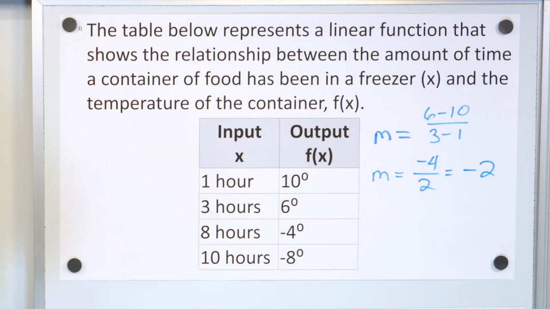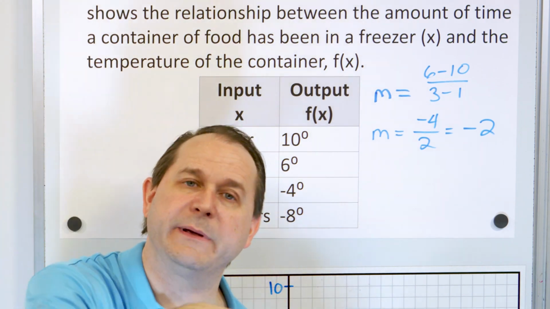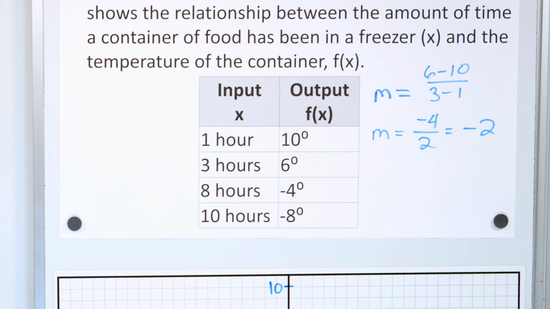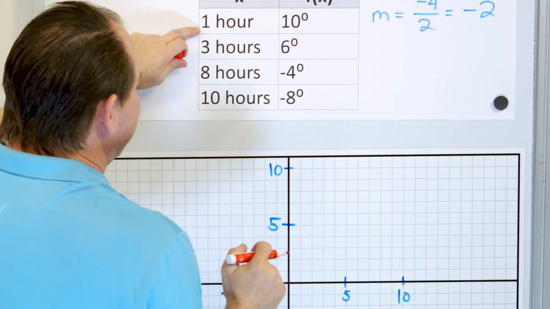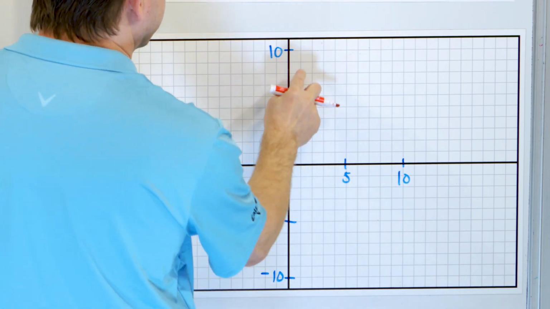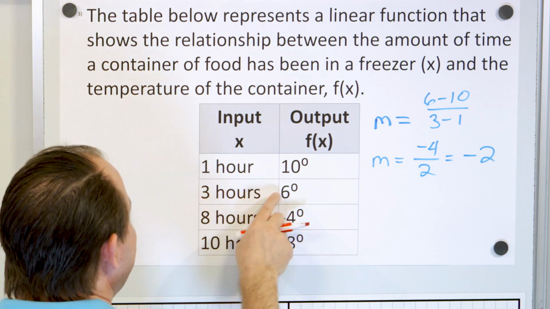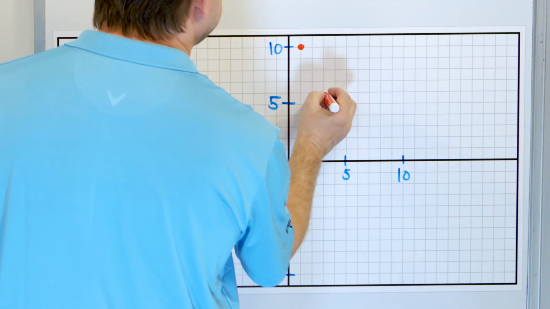So notice, first of all, that this is a negative slope. That just means that when we graph this thing, it's going to be slanting down because the temperature, of course, is going down. So let's graph it first before we talk much more about what this thing looks like. At 1 hour, it's at 10 degrees Celsius. So there is a point right there. And then 3 hours is at 6 degrees Celsius. 1, 2, 3. And then we're up here at 6.